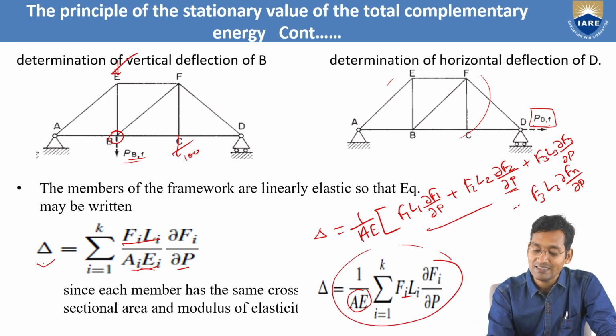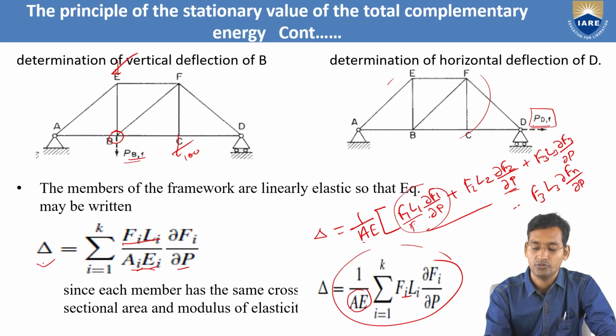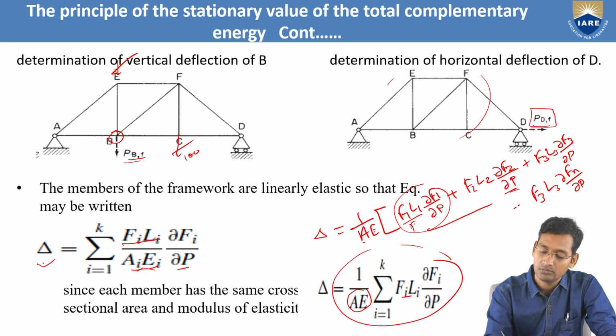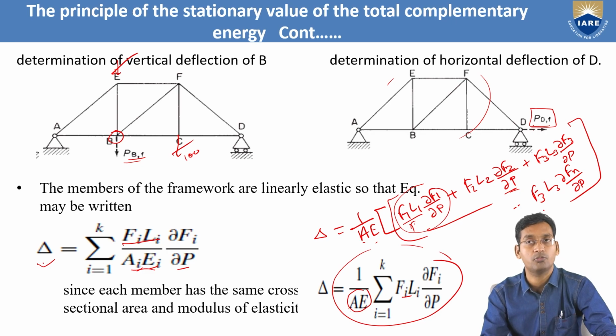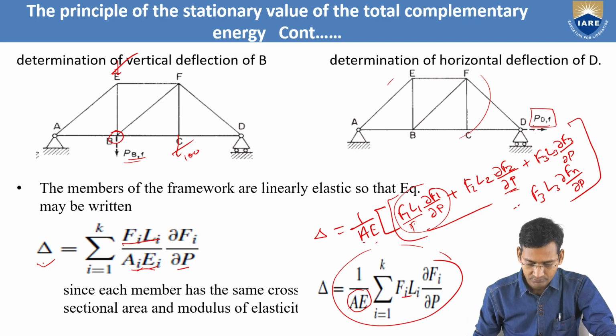Now this AE term need not be divided into each term. Otherwise you have to calculate AE and then divide each term by AE. Instead of that, it is better to take AE common, first find all these terms, whatever the number of forces there are, and then divide that value by the value of AE.